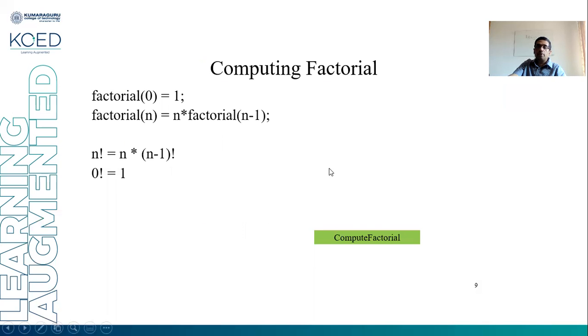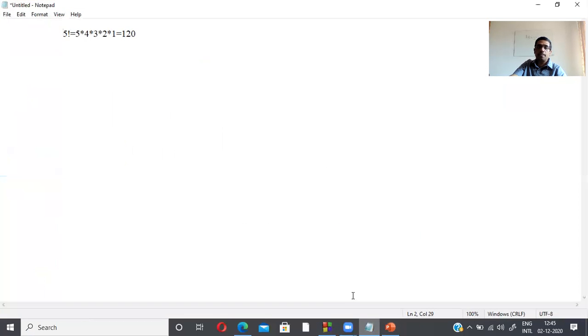Now we are going to discuss computing factorial using a recursive function. So how to compute a factorial? For example, I want to calculate 5 factorial. So how to calculate it? 5 into 4 into 3 into 2 into 1. 5 into 4 is 20, 20 into 3 equal to 60, 60 into 2 equal to 120. We have to calculate the multiplication of all the terms down to the value 1. Then only are we able to get the factorial of the given number.